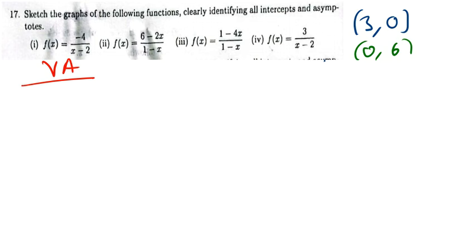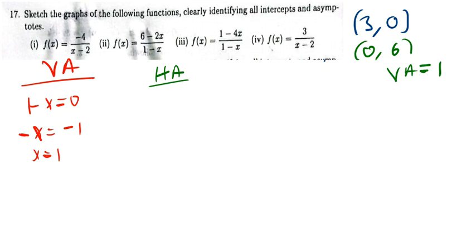Okay, yes, that's what I said. 1 minus x is equal to 0. We solve for x. X is equal to 1. So my vertical asymptote is at 1. What of the horizontal asymptote in this case?